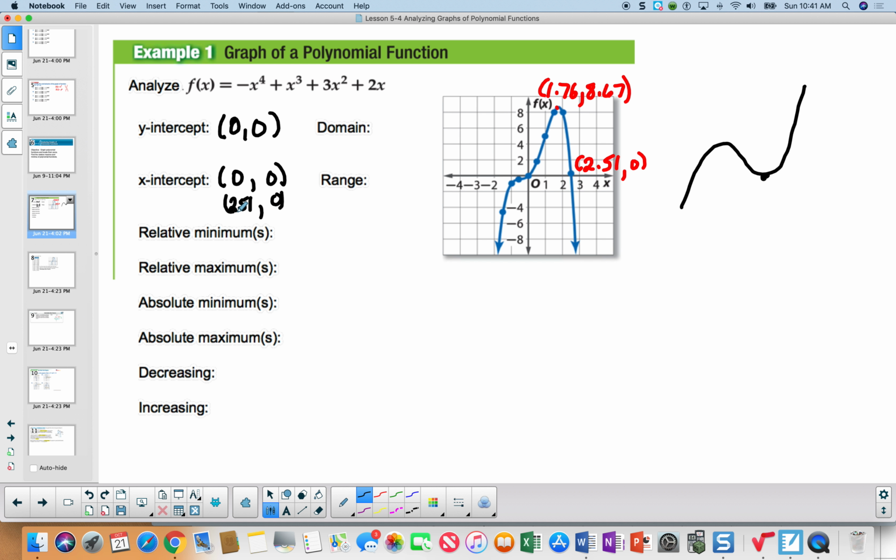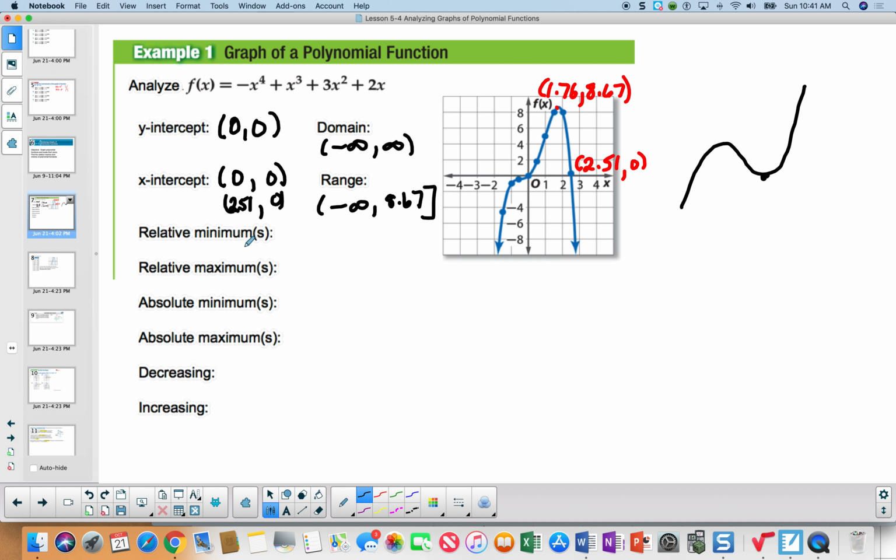Let's go ahead and talk about domain and range. What can x be? X can be all real numbers, very similar to the parabola. And what is the range? Well, we can see we have negative values, but we have a top value at this turning point. So it'll be negative infinity to 8.67.